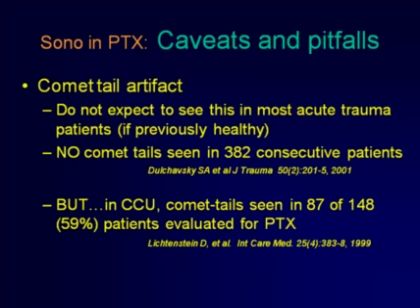Comet tail artifact, as we've said, rules out pneumothorax under the probe, but this should not be expected in most acute trauma patients. So in one series reported by Dr. Dalchevsky, there were no comet tails seen in an entire series of 382 consecutive patients. Conversely, in critical care units, comet tails are seen in the majority of patients because obviously a pulmonary pathology is much more common in that setting. Comet tails are probably of less use in the acute setting than they are in critical care.